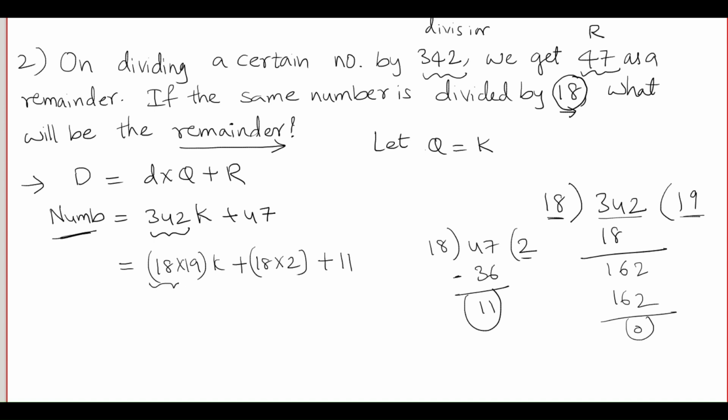So by seeing this equation, as this is an 18 multiple and this is also an 18 multiple, this all will be like 18 times 19k plus 2, plus 11. So this is your quotient, which we are not bothered about. They are asking you to find only the remainder, which is 11. So like this, by using the dividend rule, we will be solving the equations.